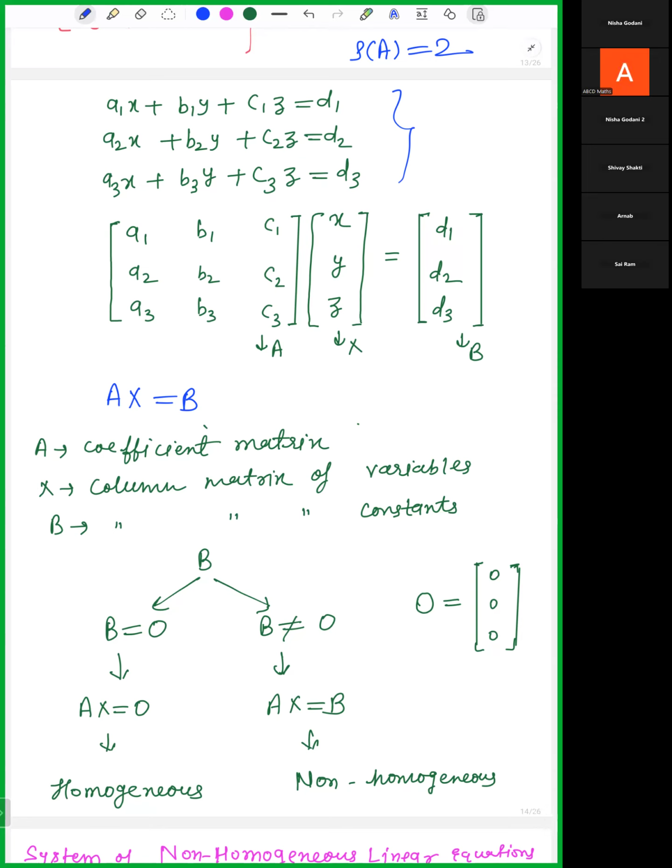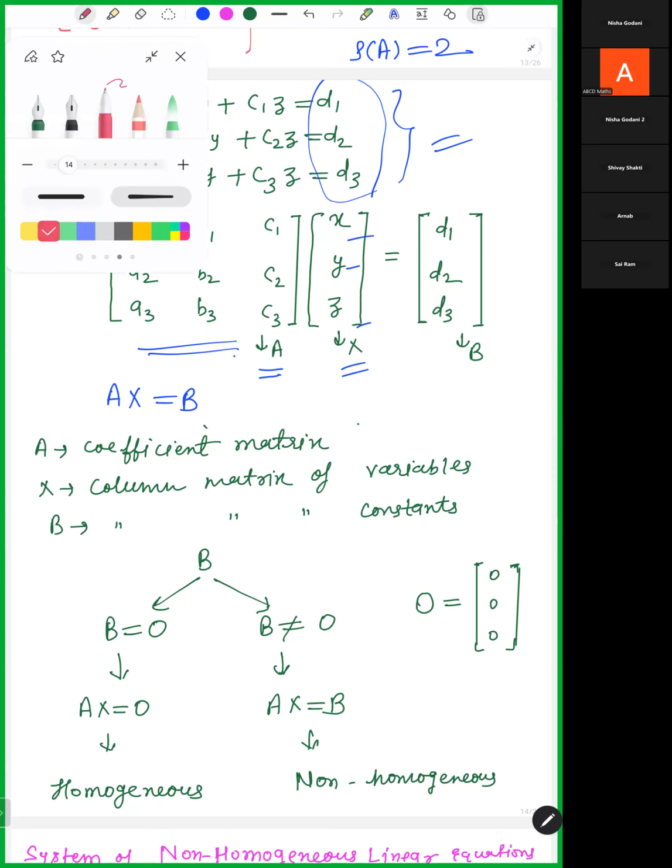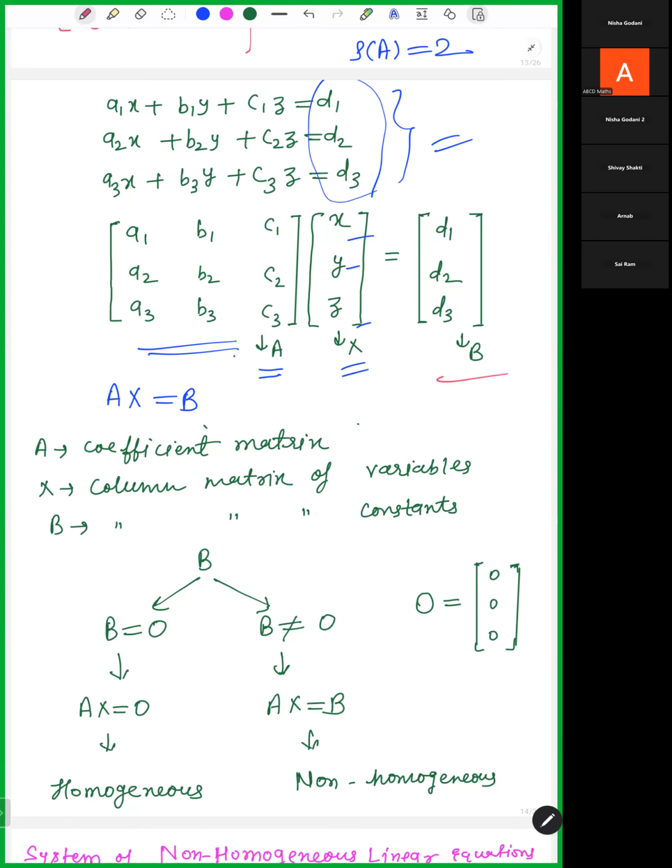So first thing is that if you have a system like this, then you can write the coefficient matrix as we wrote in case of Cramer's rule. This is the coefficient matrix, denoted by A. The column matrix of unknowns, x, y, z, is denoted by X, and the constants on the right hand side are denoted by matrix B. So the system of linear equations in three unknowns is converted in terms of matrices, and it is written like AX equal to B.